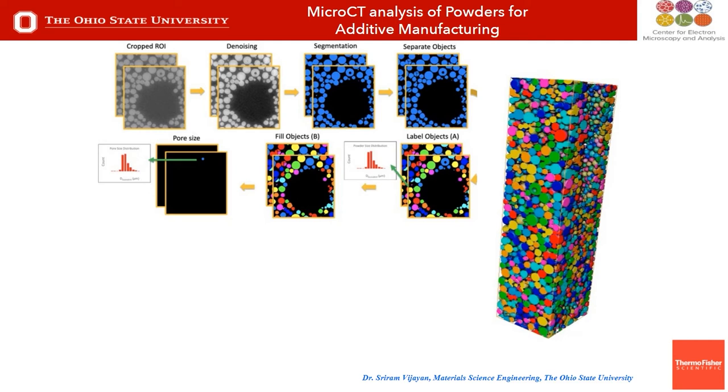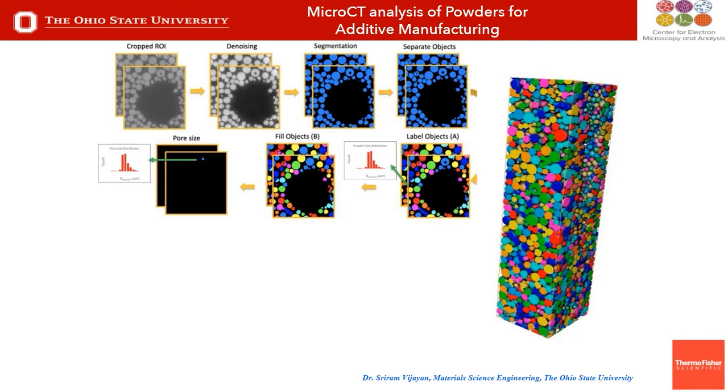And so we have a lot of researchers here at OSU and across the country working on understanding the powder that goes into these systems and how that affects the resultant product, but then also the resultant product and how to improve that based on the processing and the parameters that you use.